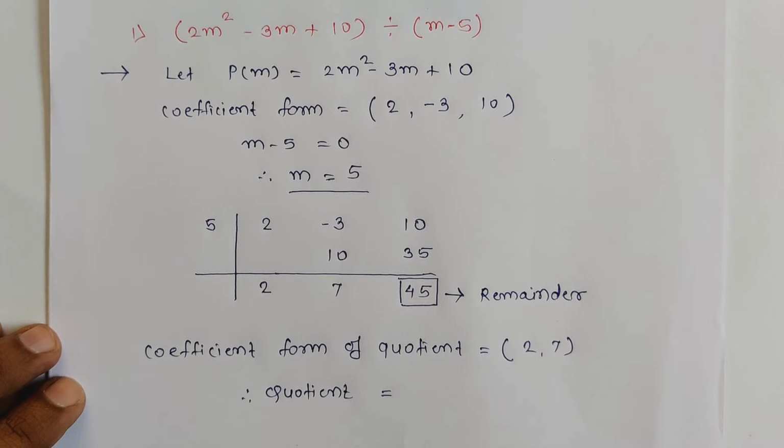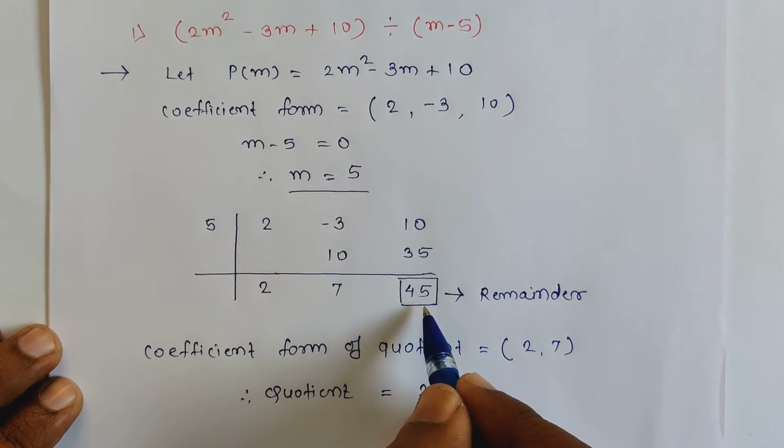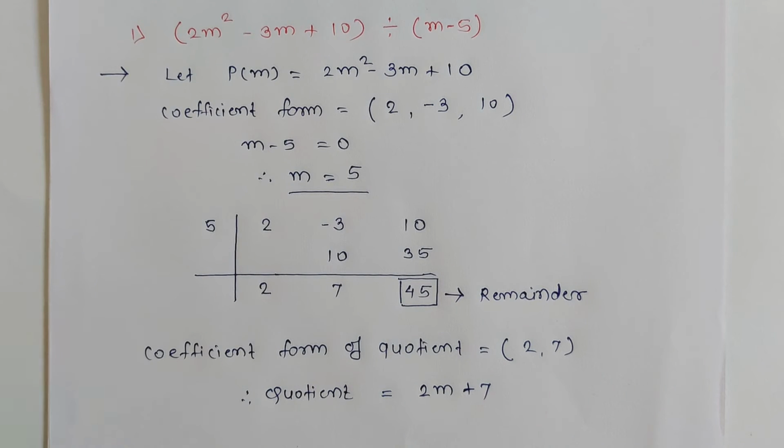Therefore, we write the quotient using the variable m, that is 2 into m. 2 is the coefficient of the term m, so 2m plus 7. So the quotient is 2m plus 7 and the remainder is 45. This is how we can divide any polynomial by the synthetic division method.